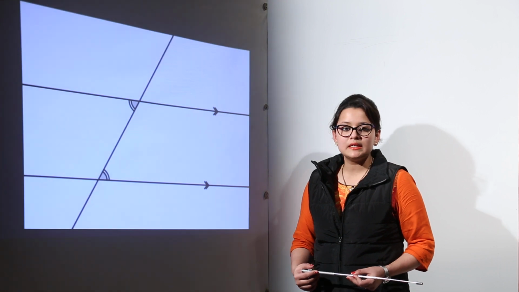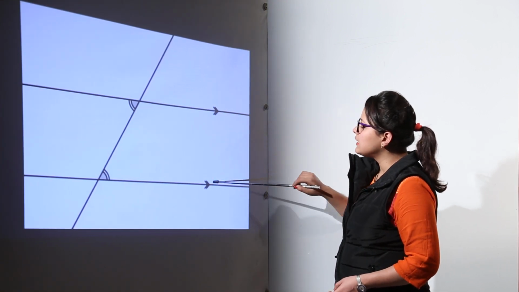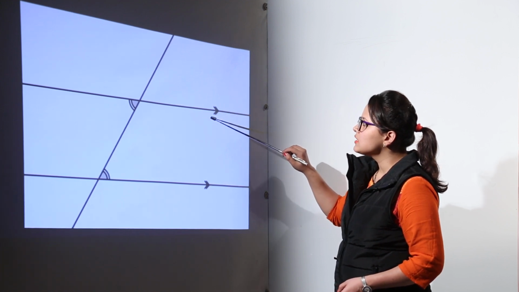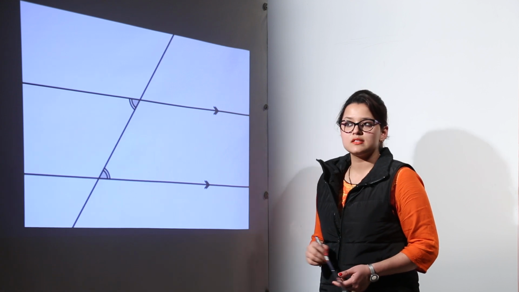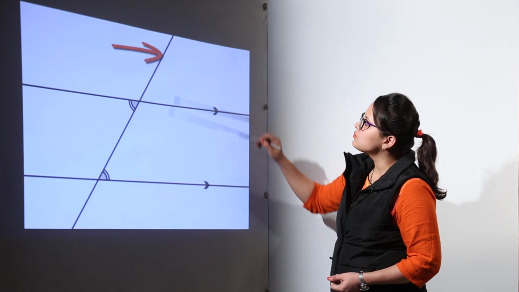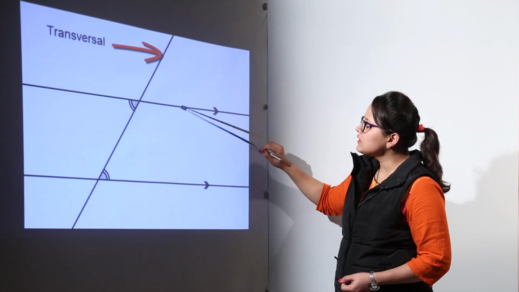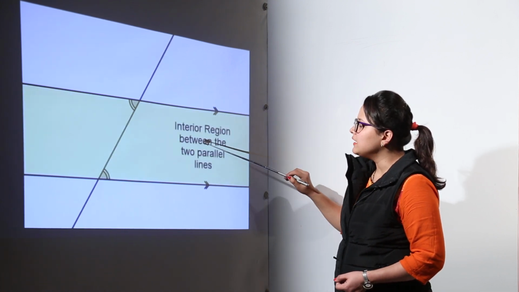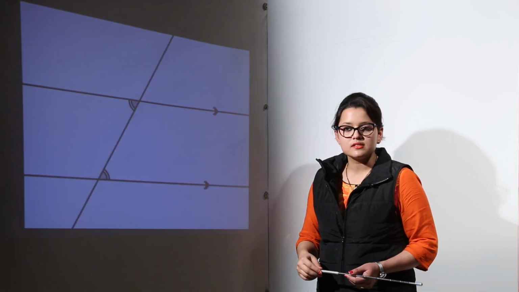Now how do we depict it? For depiction I have made the two lines parallel to each other, that is you can see the two arrows, and we have a line passing through these two parallel lines. So the line that is passing through is known as the transversal. We have the region between the two parallel lines as the interior region. So we have alternate interior angles.